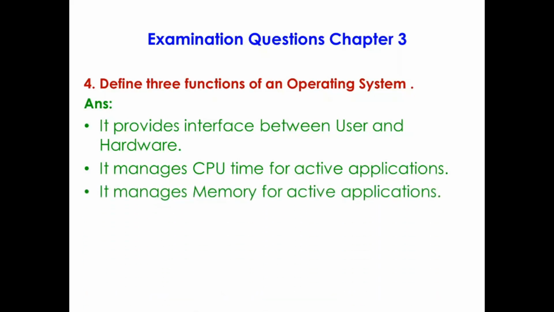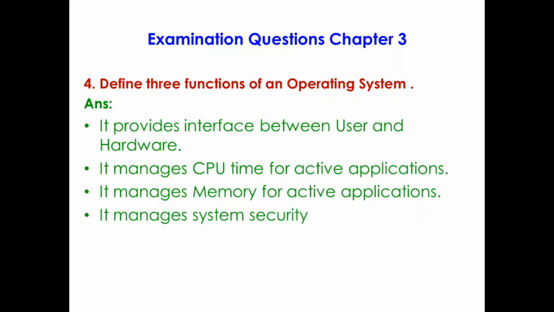It manages memory for active applications. What does that mean? All programs that are running on the computer need to be loaded into the memory. So the operating system allocates appropriate memory to each application or program that is currently open on the computer. And it manages system security. Many users can be connected to the same computer, and each one has a different username and password, and this is done by the operating system.